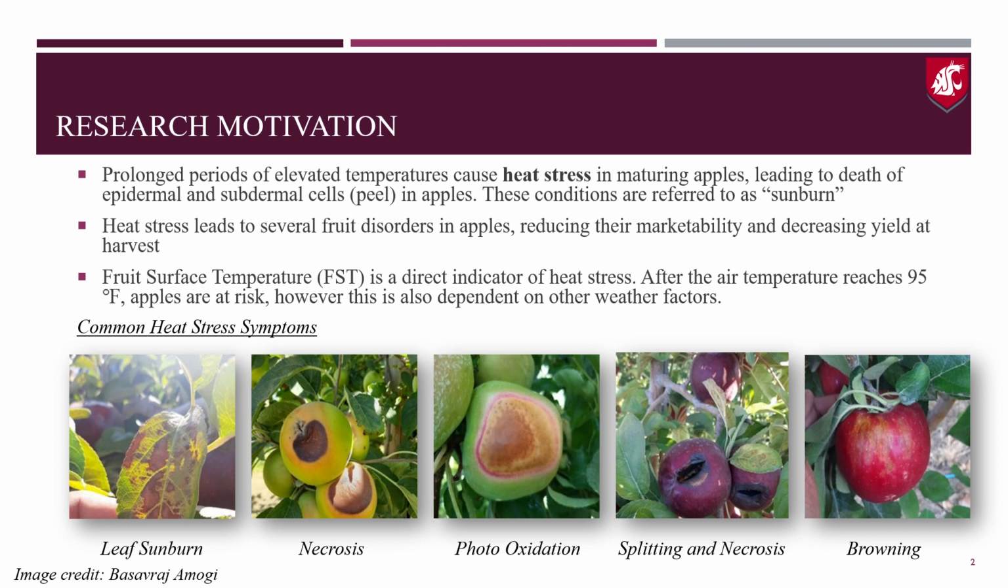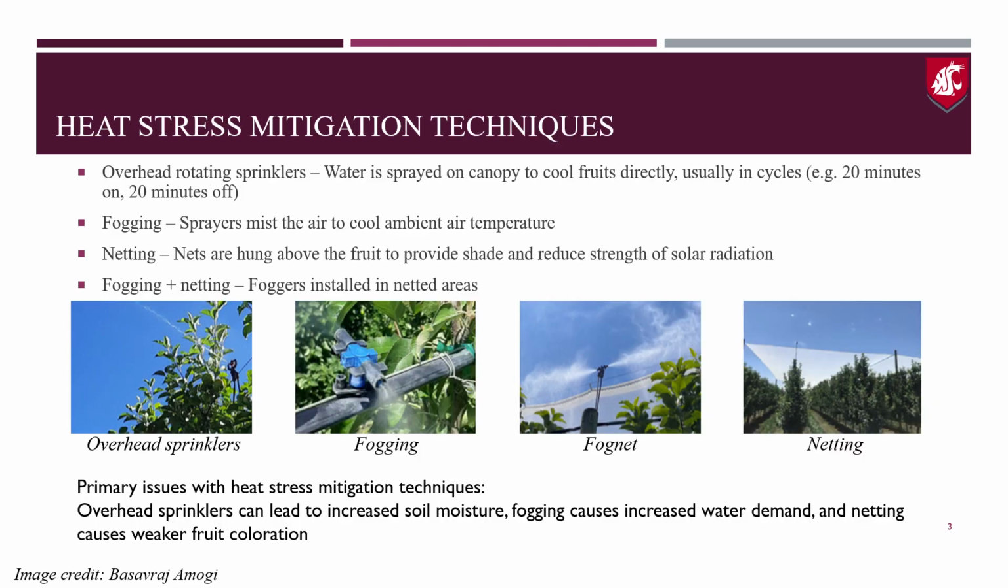From the example images of sunburn effects, we can see that having predictive measures of fruit surface temperature can be a crucial asset for growers. Heat stress mitigation techniques. Some common techniques that are used to reduce FST are overhead sprinklers that spray water directly on fruit, foggers that cool the ambient air temperature, overhead nets that decrease solar radiation, and a combination of fogging and netting. Overhead sprinklers can increase soil moisture and cause water core and bitter pit.